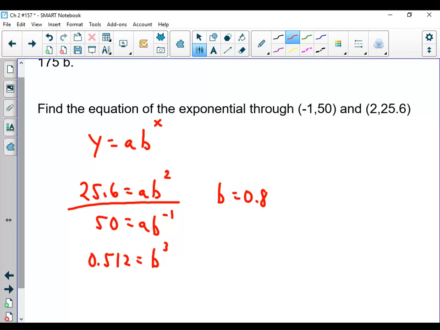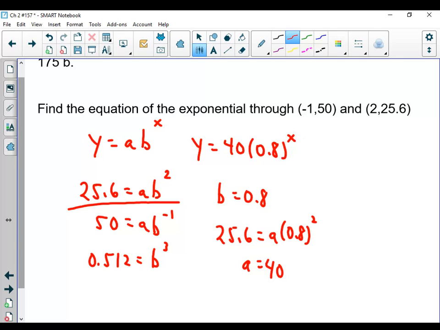And then remember, we're going to just plug that back in to figure out what our a value is. So I can plug it into either equation. If I plugged it into the first one, I'd be looking at this. So I'm going to divide that 25.6 by 0.8 squared, and I get 40 for that. So our equation on this one, we should have gotten 40 times 0.8 to the x.